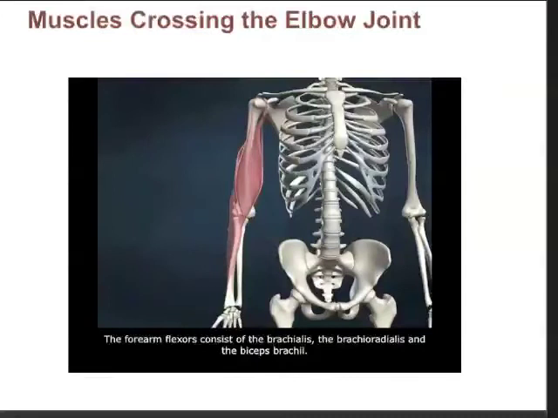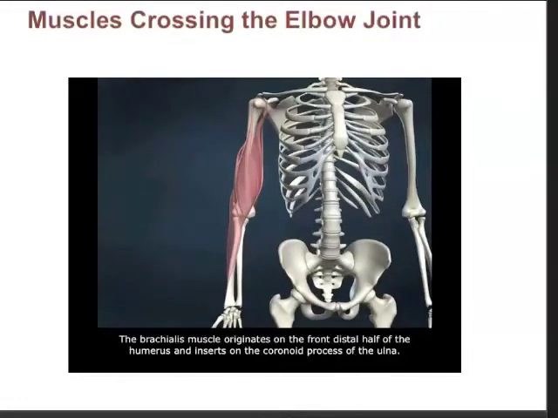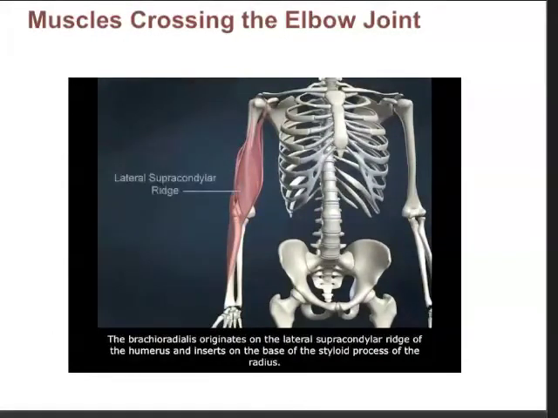The forearm flexors consist of the brachialis, the brachioradialis, and the biceps brachii. The brachialis muscle originates on the front distal half of the humerus and inserts on the coronoid process of the ulna. The brachioradialis originates on the lateral supracondylar ridge of the humerus and inserts on the base of the styloid process of the radius.